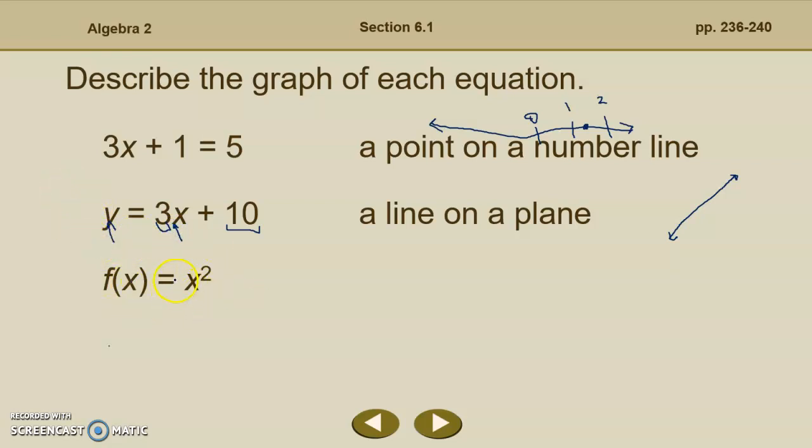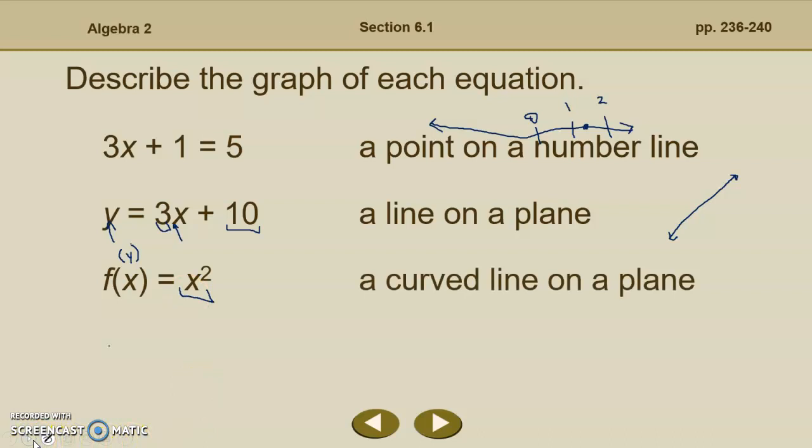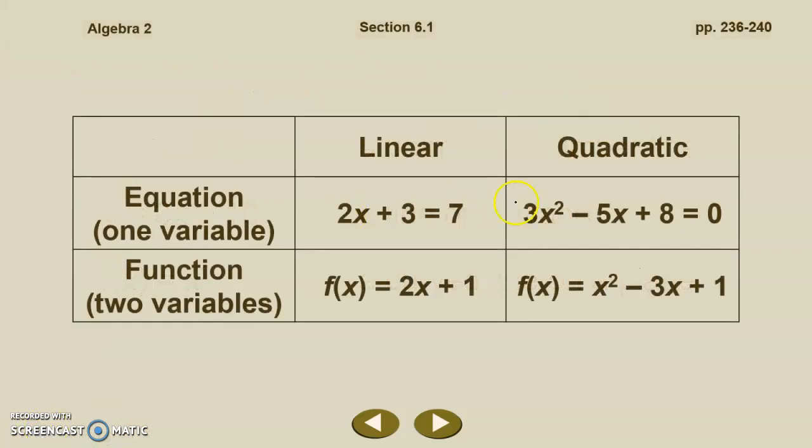F of x equals x squared. What would that look like? Well, hopefully you remember me telling you last chapter that x squared forms a shape called a parabola, and f of x, that's just function notation, which says basically y equals x squared. Our y is a function of x. Our y is determined by what our x is, and that would make a curved line on a plane, specifically a parabola.